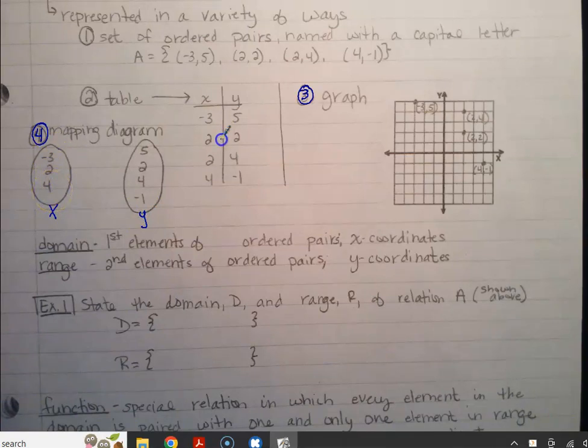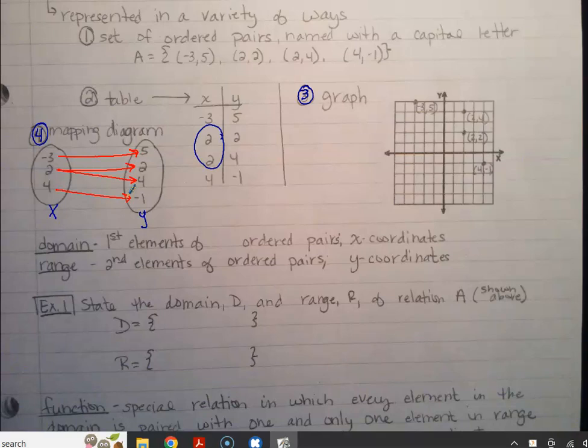One repeats. Yeah. Okay. So then if you remember this now, my mapping diagram is not complete. How do I complete it? We have to draw the lines because -3 goes with 5 and 2 goes with 2 and it goes with 4. So we draw another line. And then 4 goes with -1. That is a mapping diagram. Very nice. So we do have to complete it.